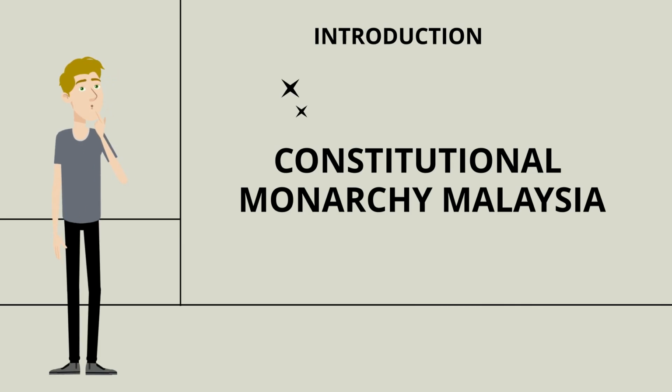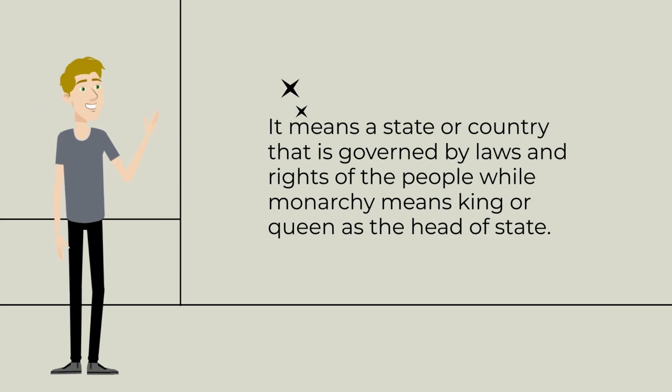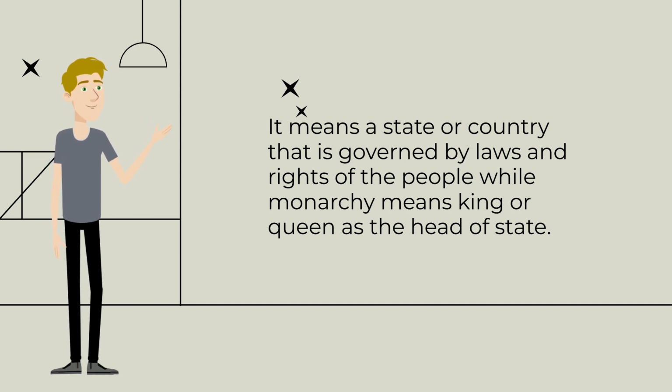Hello there, my name is James, and we're giving a brief introduction on what is constitutional monarchy. But before I go into what is constitutional monarchy, I will first talk about what is a constitution and a monarchy. Now, a constitution means a state or country that is governed by laws and rights of the people, while monarchy means king or queen as the head of state.